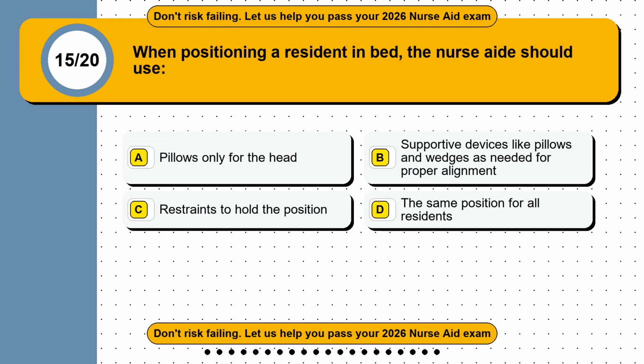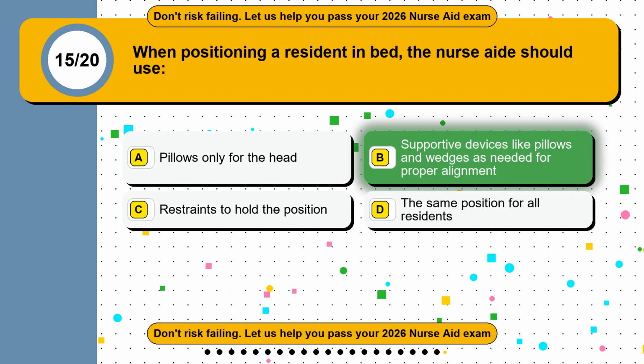Question 15. When positioning a resident in bed, the nurse aide should use: Option A, pillows only for the head. Option B, supportive devices like pillows and wedges as needed for proper alignment. Option C, restraints to hold the position. Option D, the same position for all residents. The correct answer is option B. Supportive devices like pillows and wedges as needed for proper alignment.